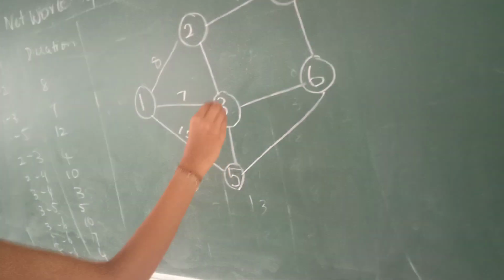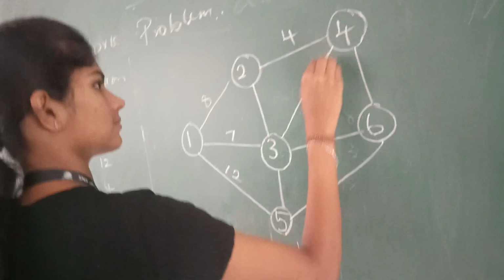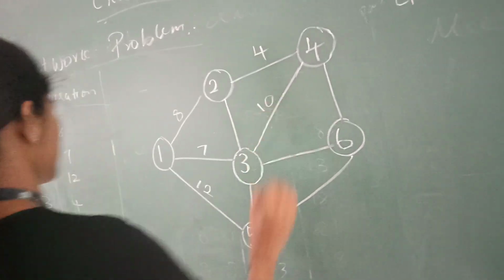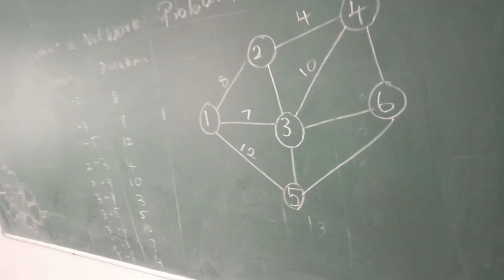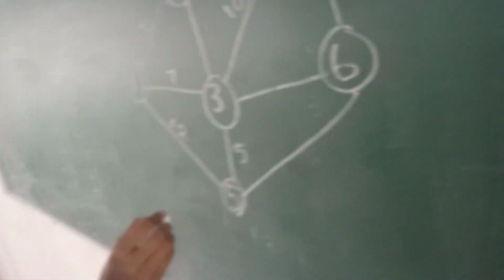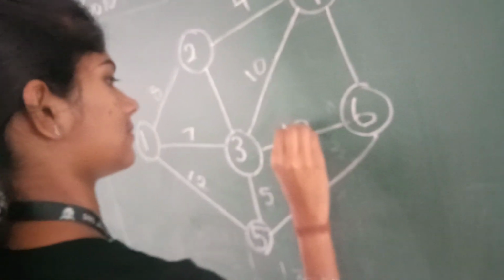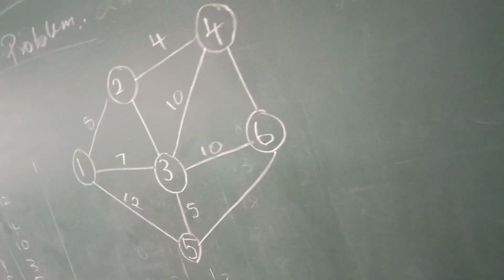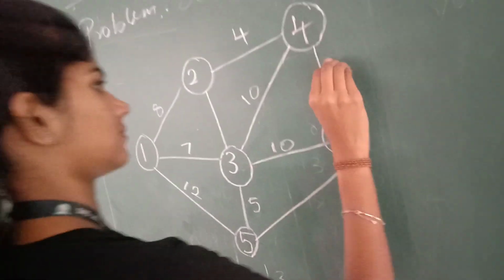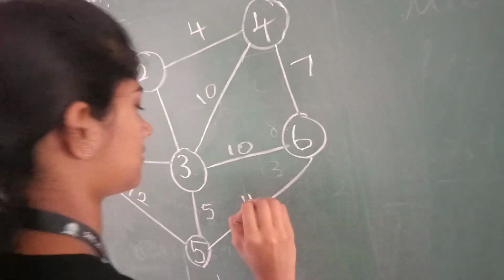Then what is 3 to 6? There are other connections as well. 3 to 6. 3 to 5. So from 3 to 5 it takes 5 minutes to cover the data. And 4 to 6 is 7. 5 to 6 is 4. Okay. So just explain.